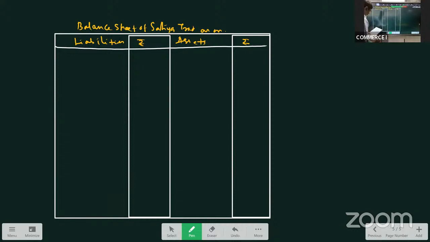From the debit side, purchase, sales, return, salaries, bank, insurance, machinery. Machinery is an asset. Machinery is given as 80,000. I am writing in the inner column because we have depreciation on that. Again, furniture. Furniture is given as 45,000, no depreciation, direct in the outer column.